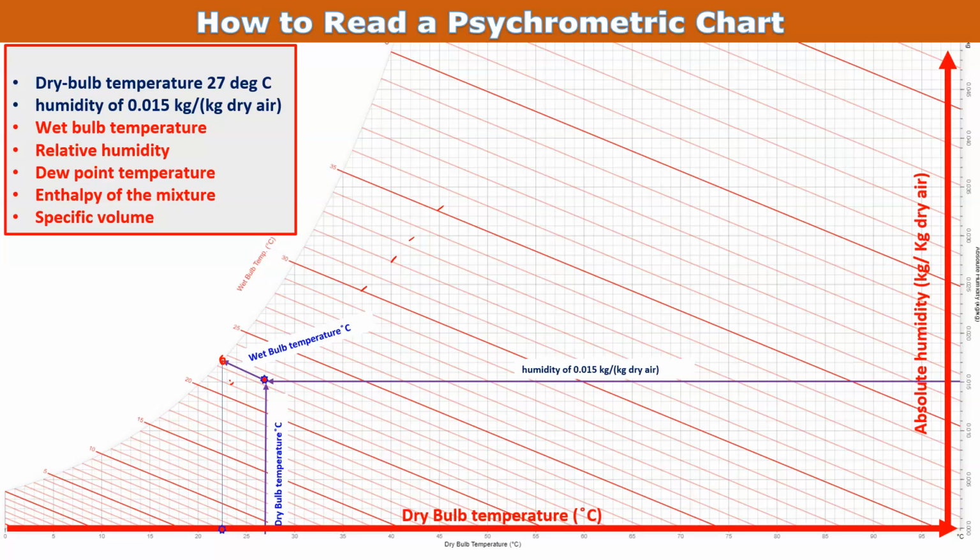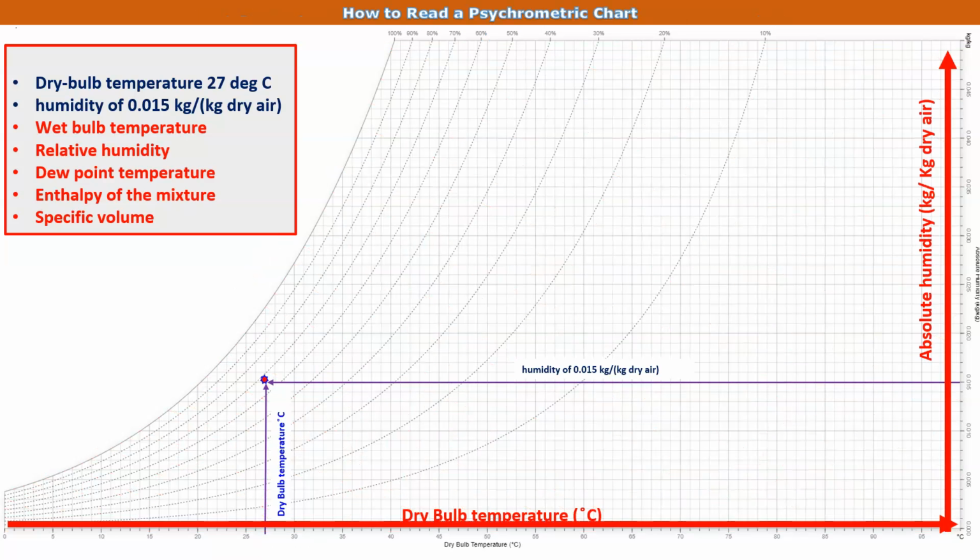Now next I have to find out the relative humidity. So now here we can easily find out the relative humidity. You can see this line represents the relative humidity. Now it passes through something like that here. So from here we can easily find out what the relative humidity will be. So relative humidity may be 68 point something percent.